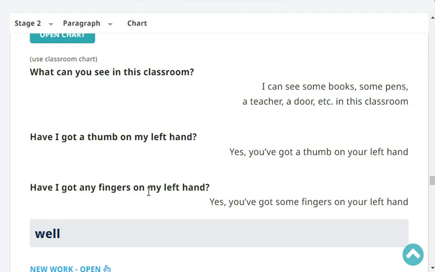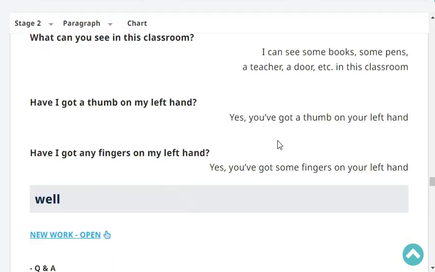Have I got any fingers on my left hand? Yes, you've got some fingers on your left hand. Very good.